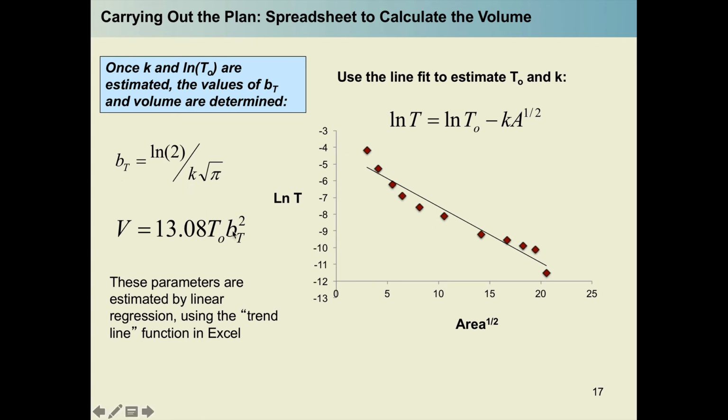When you have b sub t, you can put it into this volume equation here. Volume is equal to 13.08 t naught times b sub t squared. You've already obtained the ln of t naught here because that's the intercept to your line fit. So all you need to do is raise e to the power of ln t naught to extract the t naught, and then you can calculate volume.